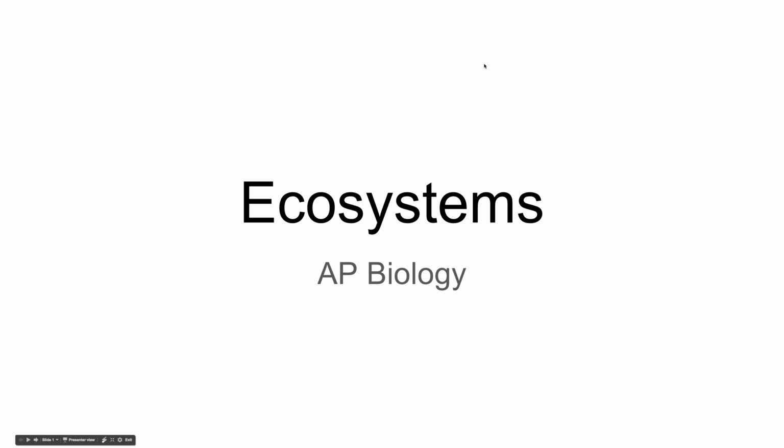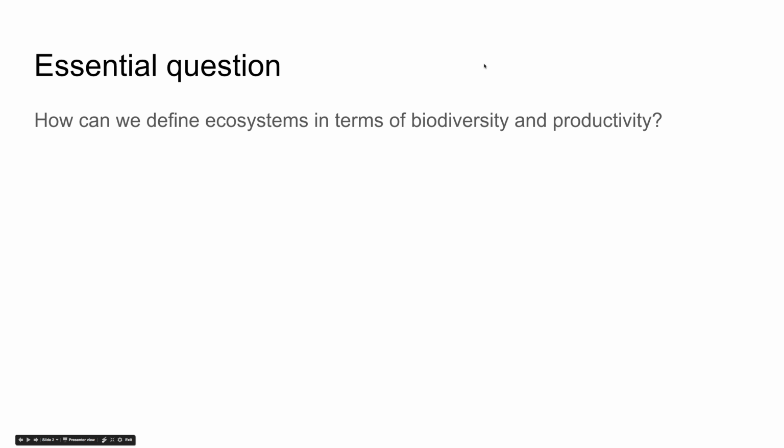So I want to tell you a little bit about ecosystems, and what we're going to try and do is define ecosystems two ways, looking at biodiversity and looking at productivity. There are actually many ways that we can end up defining productivity, but we only have so many options. So let's just go with these two.